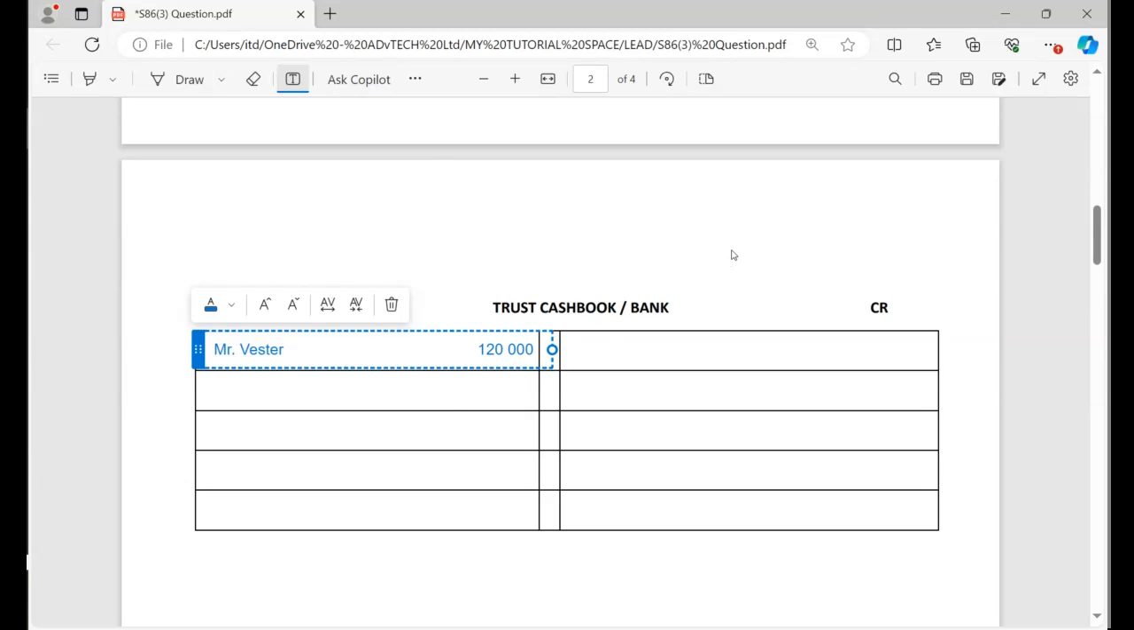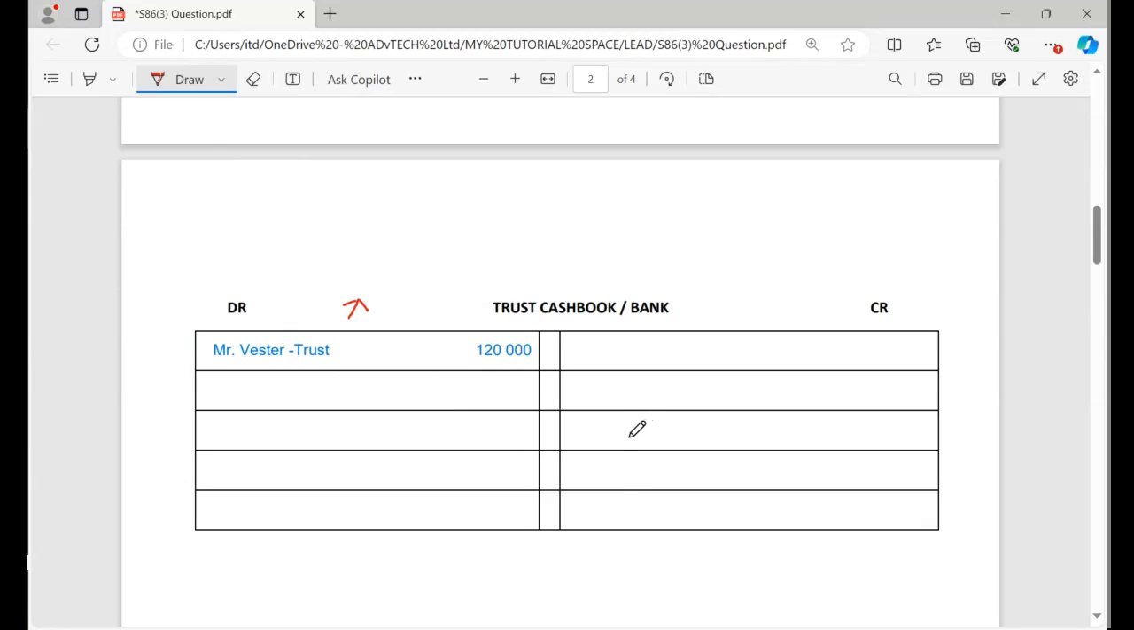So this means that this money belongs to Mr. Vesta. We can even write here next to it Mr. Vesta Trust, or just write T. I'm just writing this for the sake of understanding. Even if you write Mr. Vesta, it's okay. So this means that in the bank we have increased. Can you see now? We have increased our bank here by how much? 120.